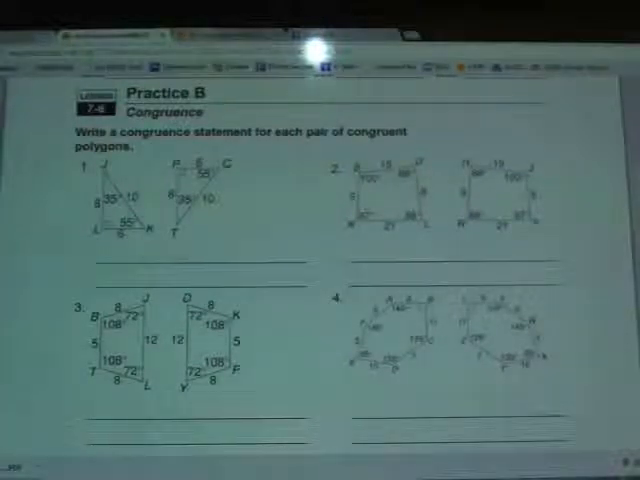Now, as you heard me say in class, the easiest way to match things up is by the angles. You can use the sides to benchmark things, but there's different ways to look at them. But if you go from angle to angle, it should be really easy to match up. Let's take a look at how this applies to question number 1.